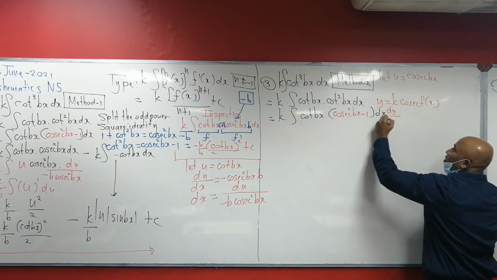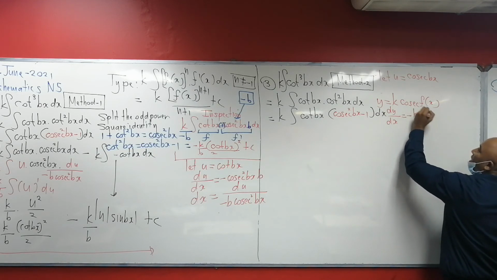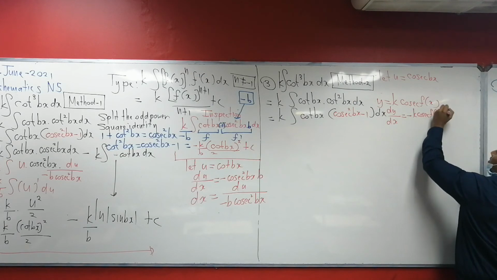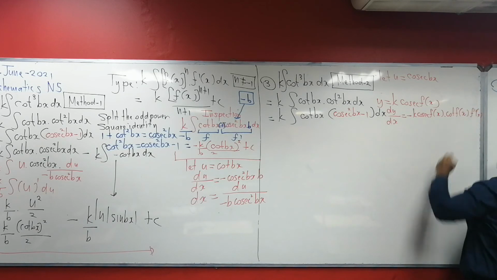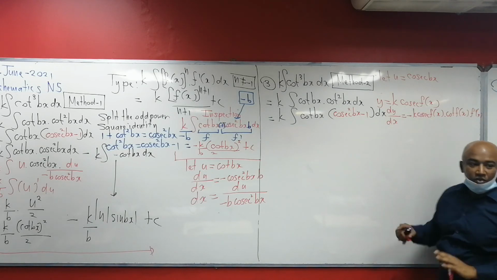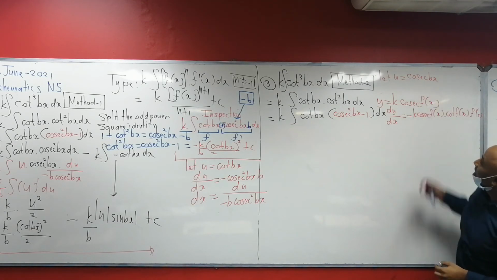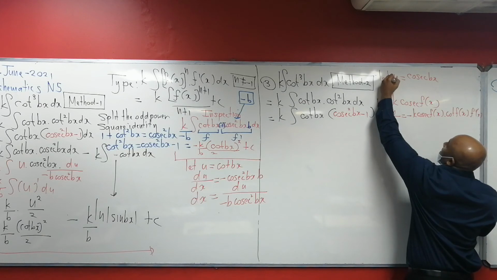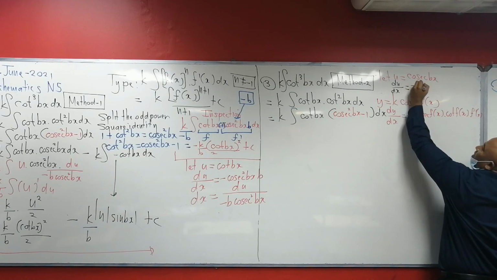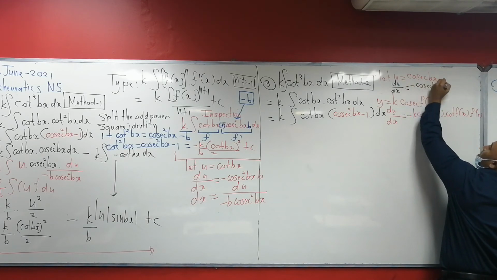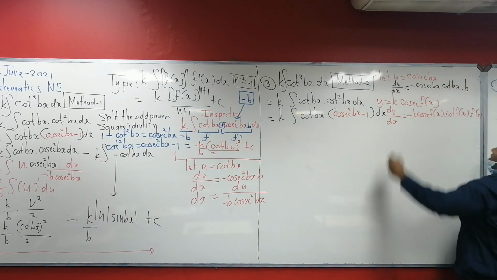So my dy over dx here, the derivative of cosec is going to be negative cosec f of x times cot f of x times f prime x. That is the formula that you have to know. Okay, do not rely on the formula sheets. So here, if I want to differentiate cosec, so then du over dx, the derivative of cosec, it's going to be negative cosec times cot times the derivative of bx, which is b.